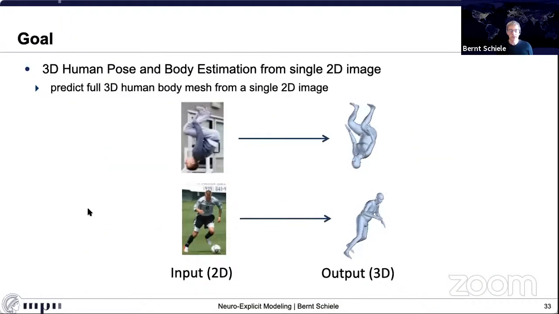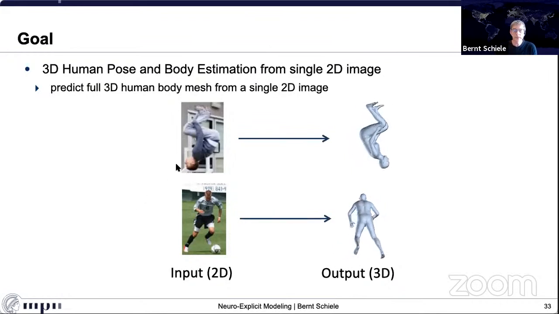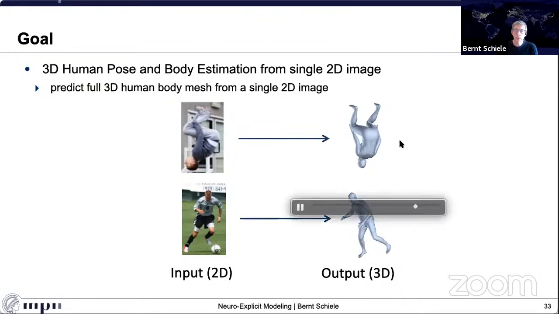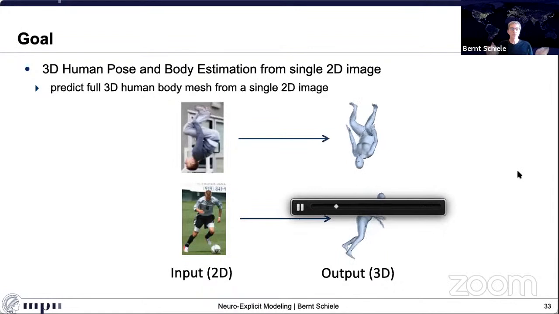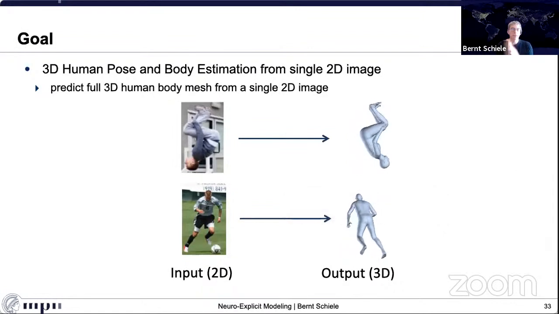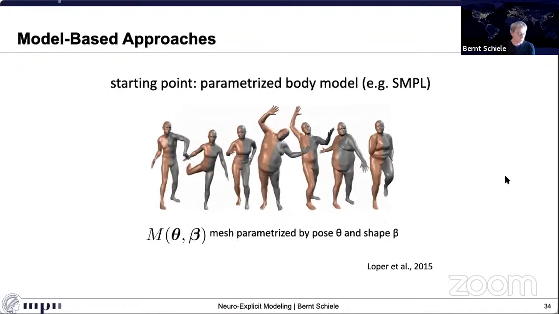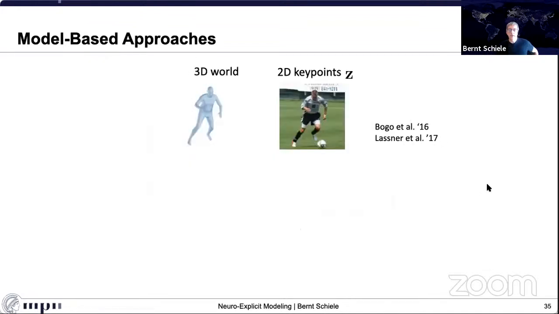The task is very easy to explain. You have as input a 2D image like this one here. What you want to get out is basically a full 3D pose estimation of the person, a really full 3D pose of that person from that image. And one of the classic ways to do this, that's the explicit modeling part, is you could start from a strong body model, like the SMPL model, which is parameterized by pose and shape, and try to estimate these in order to get the 3D pose. So that is the classic case to think about it.